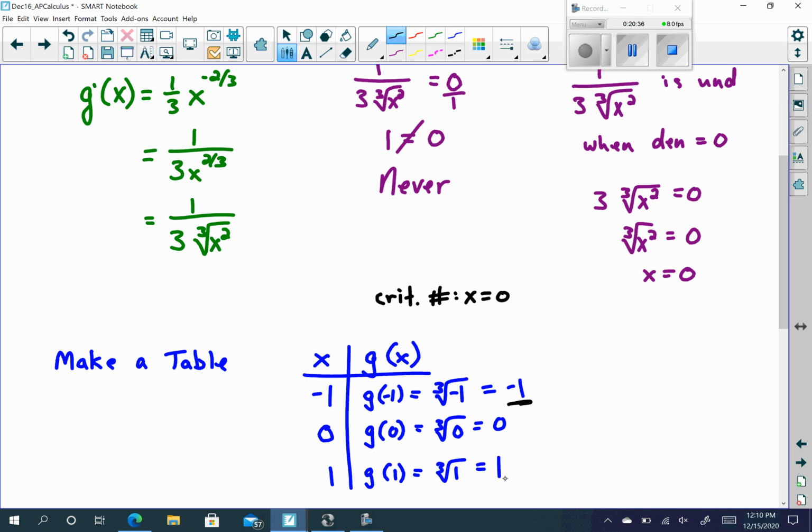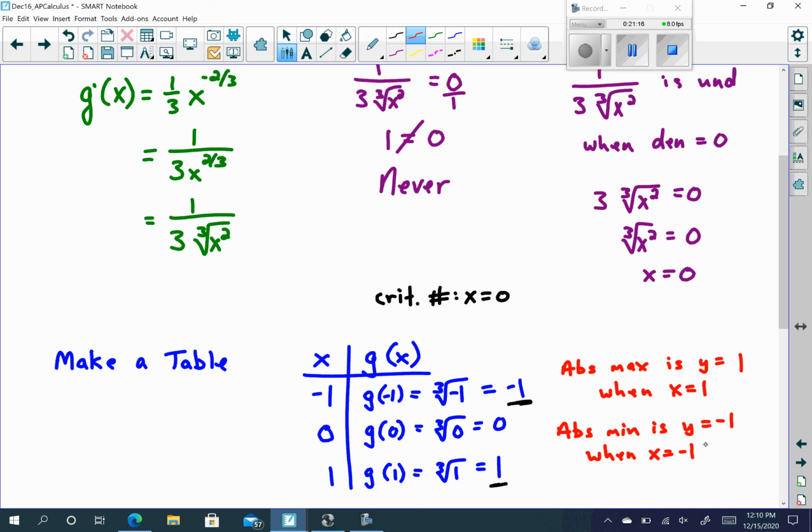This is the greatest. So we're going to say that the absolute max, this is how we always want to answer this, the absolute max is, say, y equals, or g of x equals 1, our largest number, when x equals 1. Or you could just say the absolute max is 1, but to point out for sure that that's the y value. Then we want to say the absolute min is y equals -1 when x equals -1.